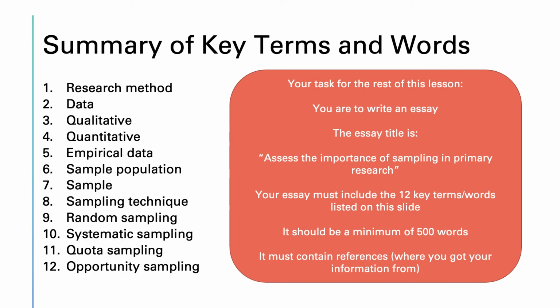The essay title is Assess the Importance of Sampling in Primary Research. So you're basically writing me an essay telling me why sampling is important in primary research. Everything we've discussed, all those 12 key terms listed on this slide, need to be included in this essay. For a good essay, I think it should be at least 500 words, so I'm setting you a minimum word count of 500. You must contain references, so you need to tell me where you got your information from.